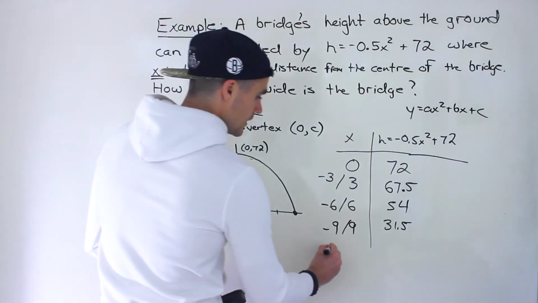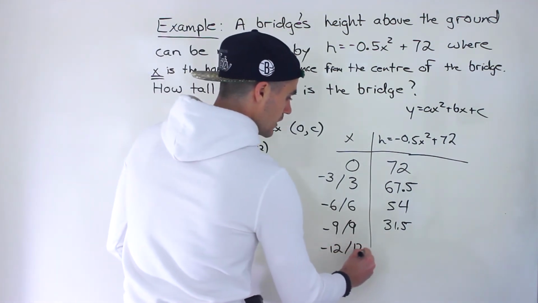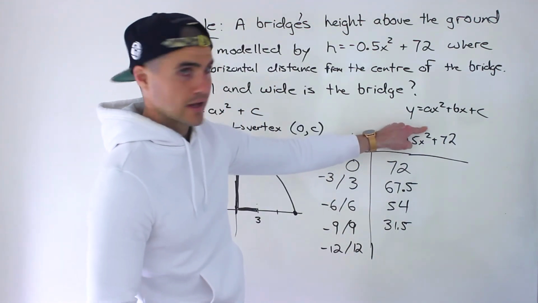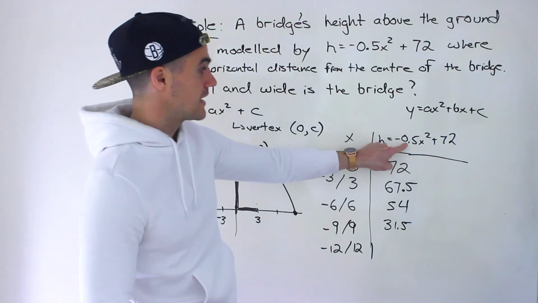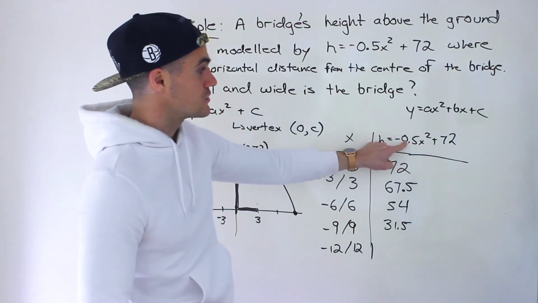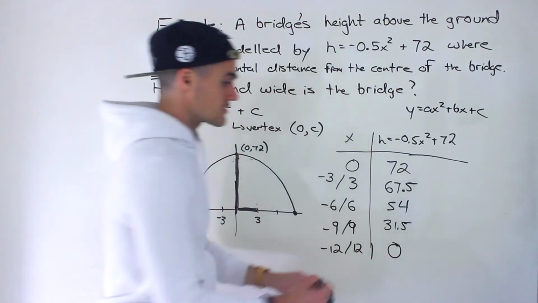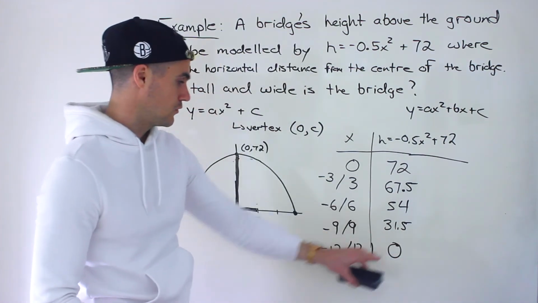And then you can do negative 12, positive 12. And then notice that 12 to the power 2 gives us 144, times negative 0.5 is going to get us negative 72 plus 72. That's going to give us a height of 0. So that's what we're aiming for over here.